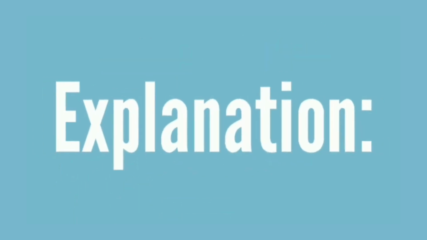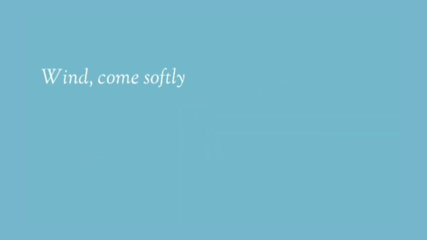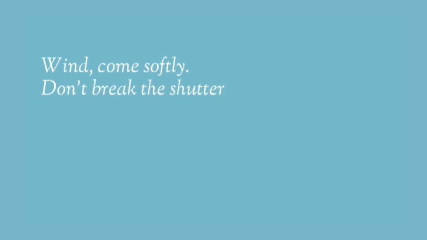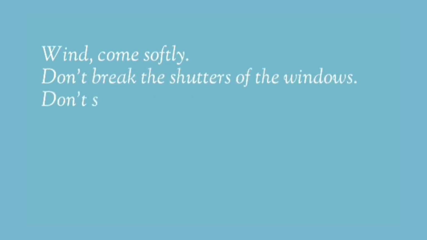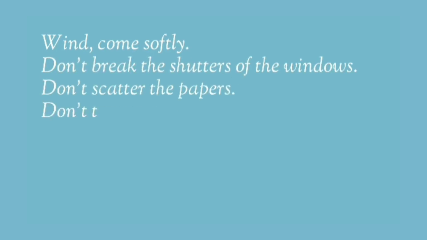The first 4 lines of the poem go like this. Wind, come softly. Don't break the shutters of the windows. Don't scatter the papers. Don't throw down the books on the shelf.